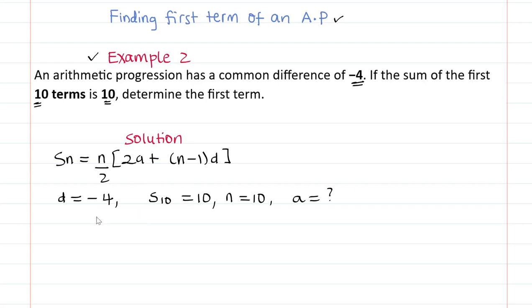So the sum of the first 10 terms, that is S10, becomes equal to n, where n is the number of terms, that is 10, over 2 into 2a. We are looking for a, so we keep it, plus n, where n is the number of terms, 10, minus 1, times the common difference, -4. And we simplify from here.